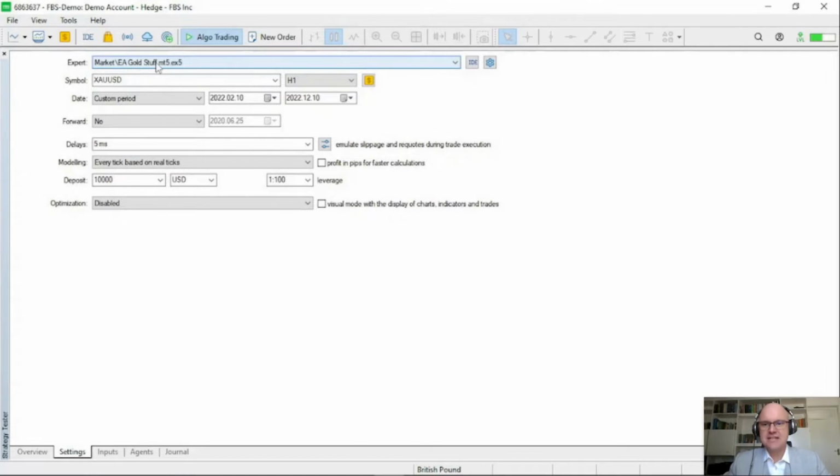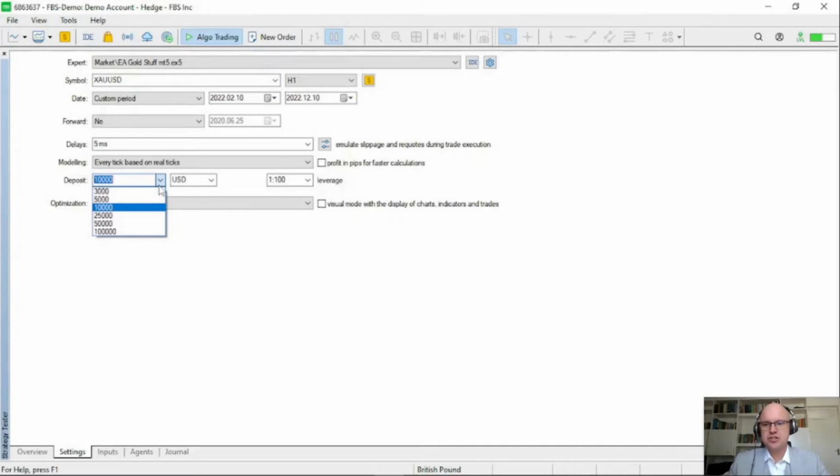So I'm going to be testing against the recommended symbol, which is the XAU USD. I'm going to be using the hourly time frame and the custom period from the 10th of February until the 10th of December. Now, the delay is going to be a 5 millisecond delay, and the modeling is going to be based on every tick based on real ticks, which is the most comprehensive way of testing.